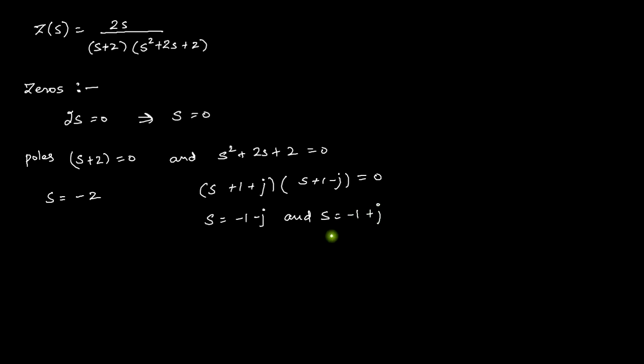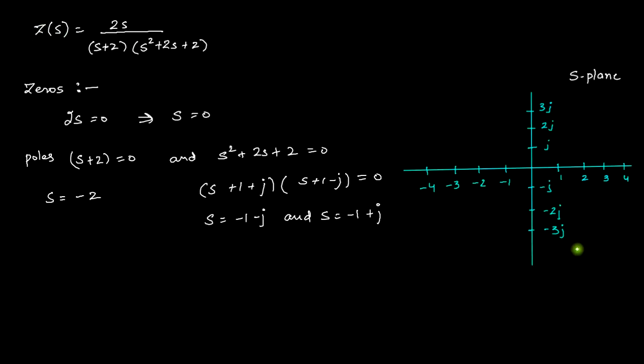Now when we have all the poles and zeros, we can start the plotting of these poles and zeros. Let us see. At s equal to 0, we have a zero here. At s equal to minus 2, we have a pole here. At s equal to minus 1 minus j, we have another pole. At s equal to minus 1 plus j, we have another pole. So in total we have 3 poles and 1 zero for the given network function.